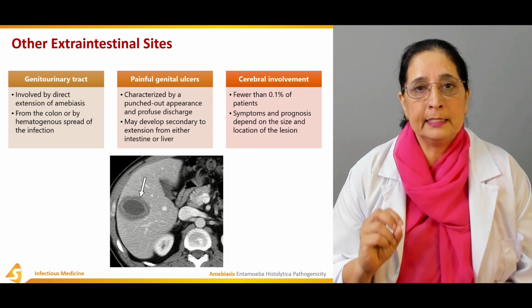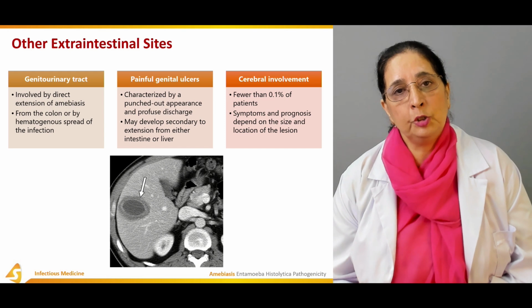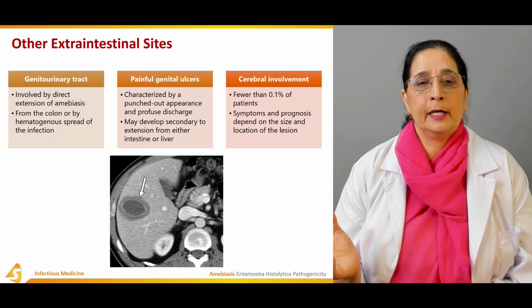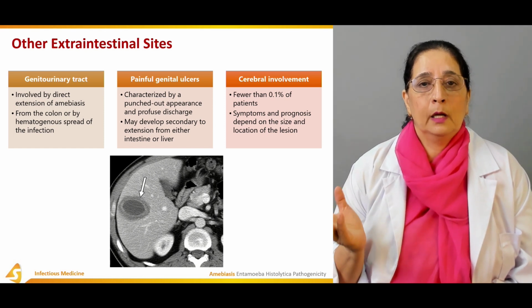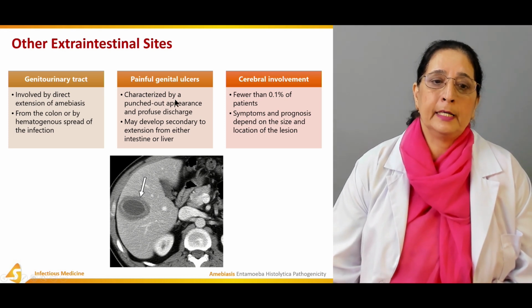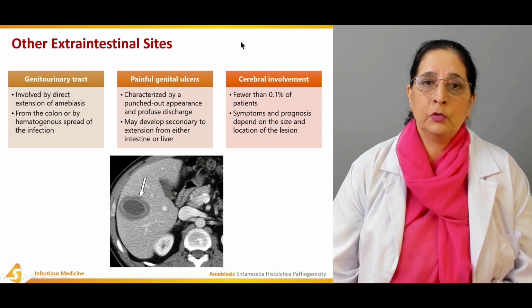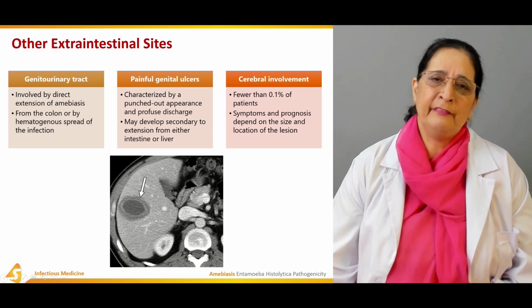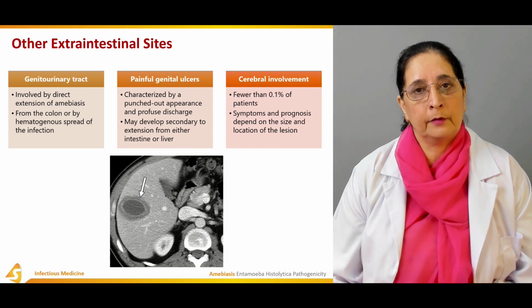histolytica because of its invasive nature. It begins in the intestine, spreads to the liver, causes the abscess, and spreads to the peritoneum, lungs, also to the pericardium and the other organs which can be affected. We have the genitourinary tract. It can also form genital ulcers, and cerebral involvement is also very limited, 0.1%, but it can cause involvement of the cerebrum.